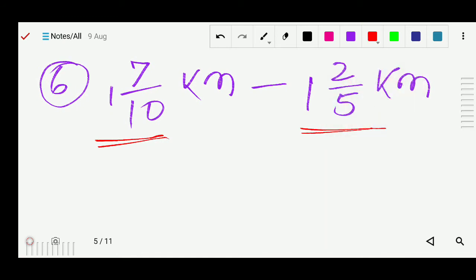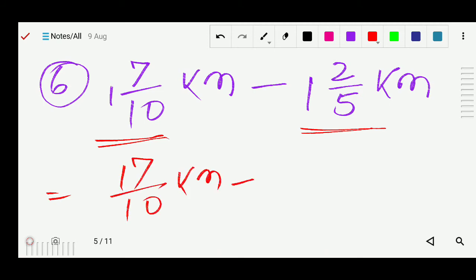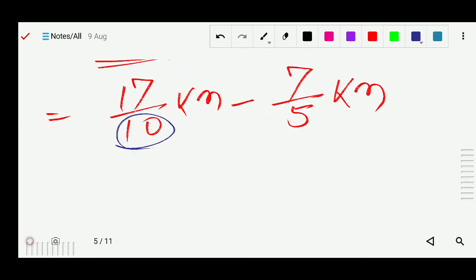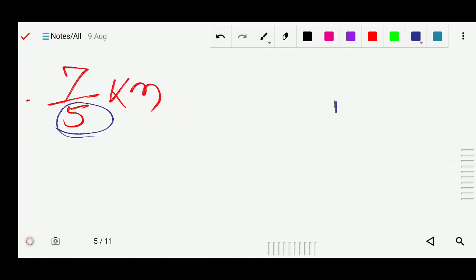So write it here: 10 times 1 plus 7, 17 by 10 kilometers, minus 5 times 1 plus 2, 7 by 5 kilometers. Here you write 7 by 5 kilometers. Now we will take the LCM of 10 and 5. You know how to add, so you can find the LCM.